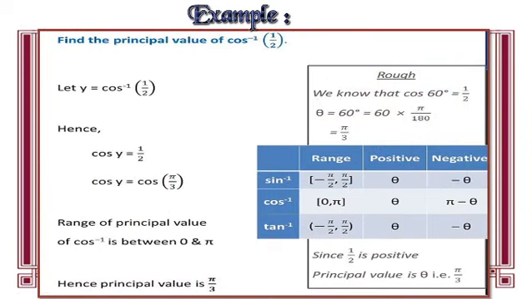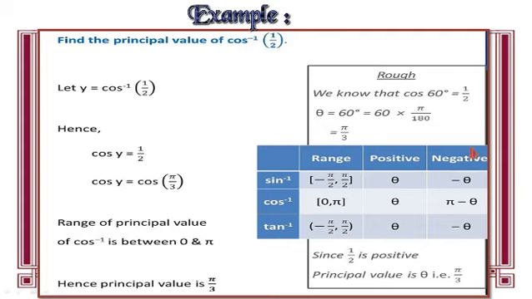Let's have a look at a few examples. Find the principal value of cos inverse half. First of all, assume y equal to cos inverse half. Here, cos y equal to half. Come to this right hand side in this rough work. We know that cos 60 degrees is equal to half. But as we just discussed, here we will talk about radians, we will not deal in angles. So cos 60 is equal to half. First of all, convert it into radians. I hope you all know how to convert it. It is pi by 3.